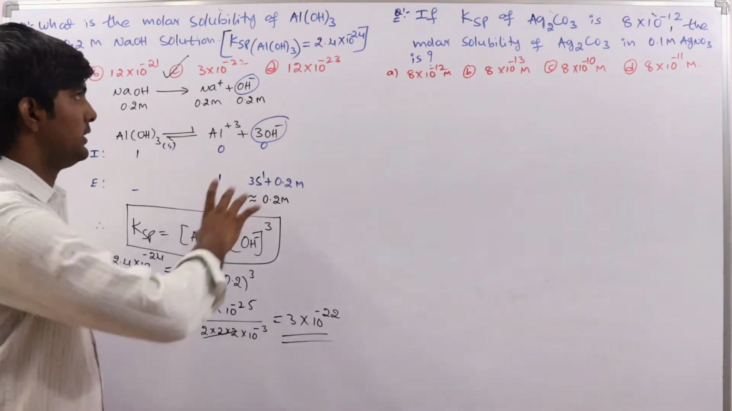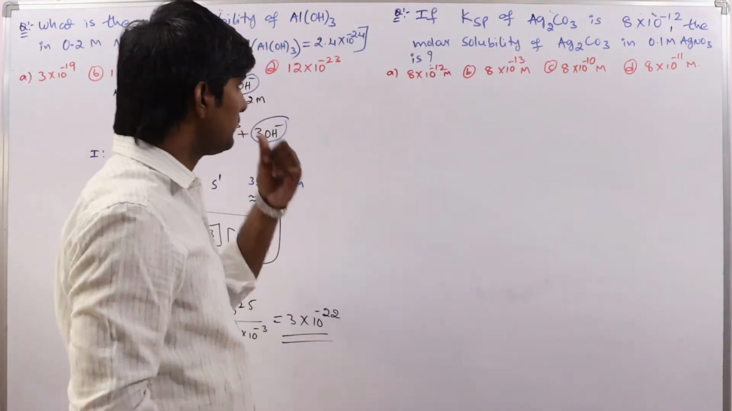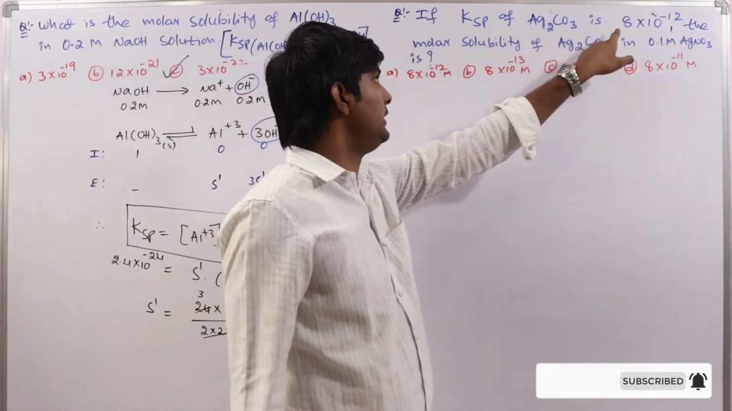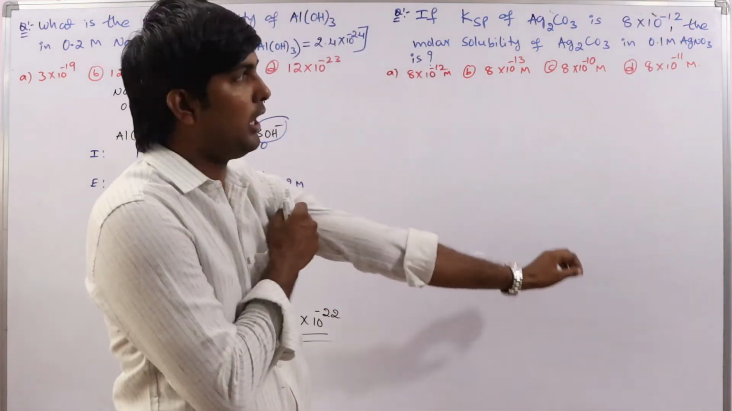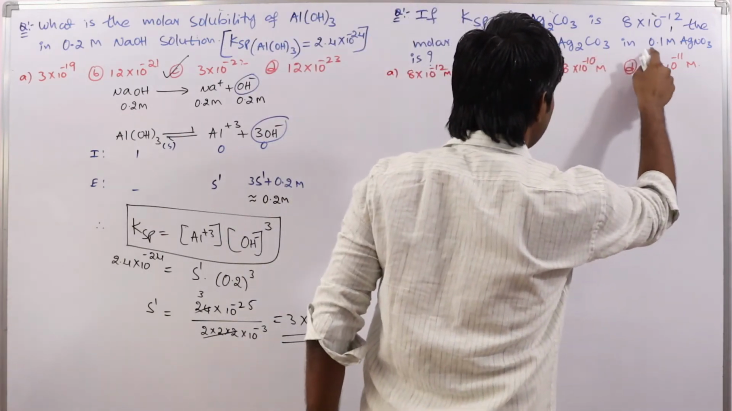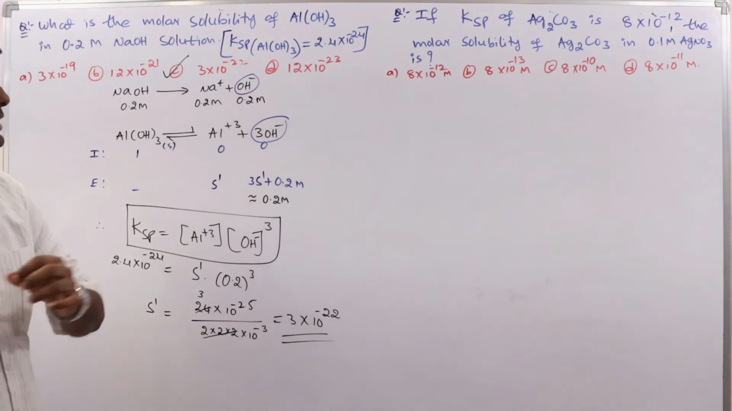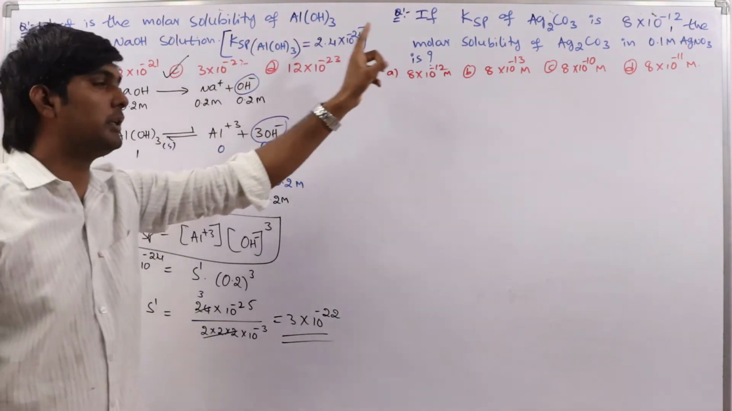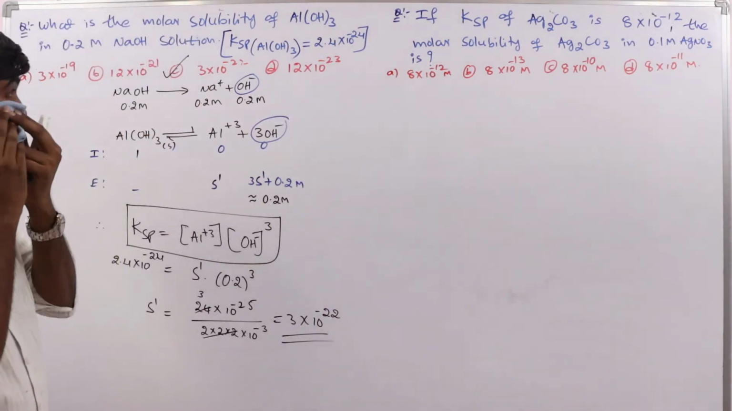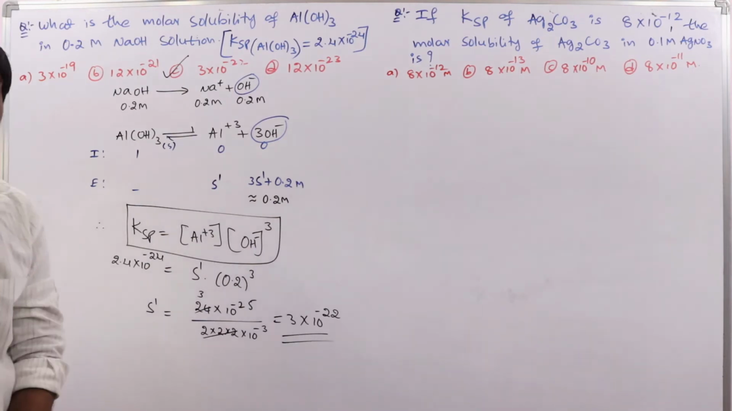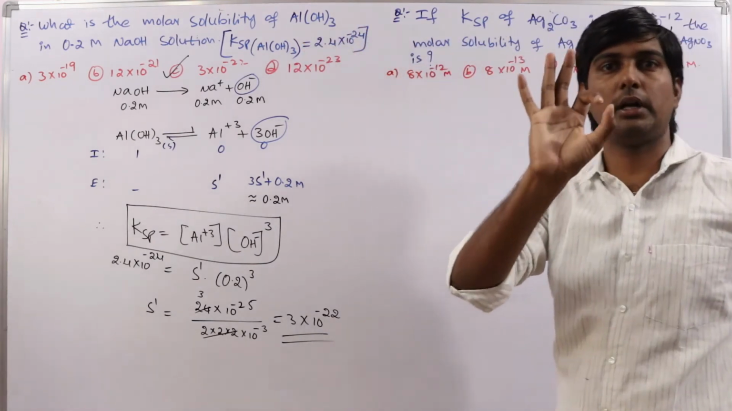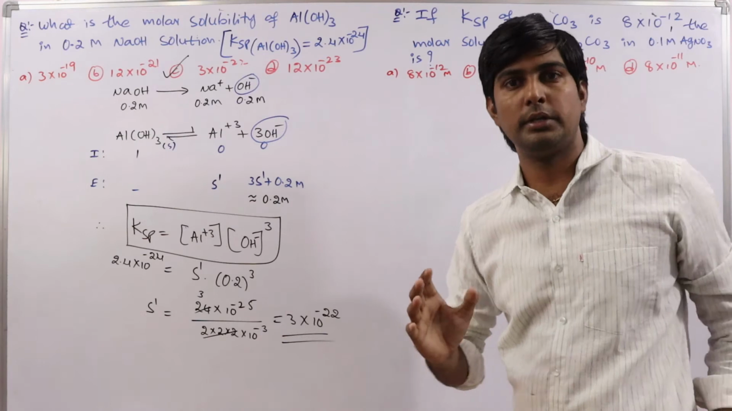Okay, so next look at this problem. If the solubility product of silver carbonate is 8 into 10 power minus 12, KSP of silver carbonate is given, the molar solubility of Ag2CO3 in 0.1 molar AgNO3 is. Same concept, 2 times questions were asked in the 2019 NTA exam. Okay, see here how important it is. Same model. Everything is the same, only thing they are giving different substances. The concept involved is exactly the same.